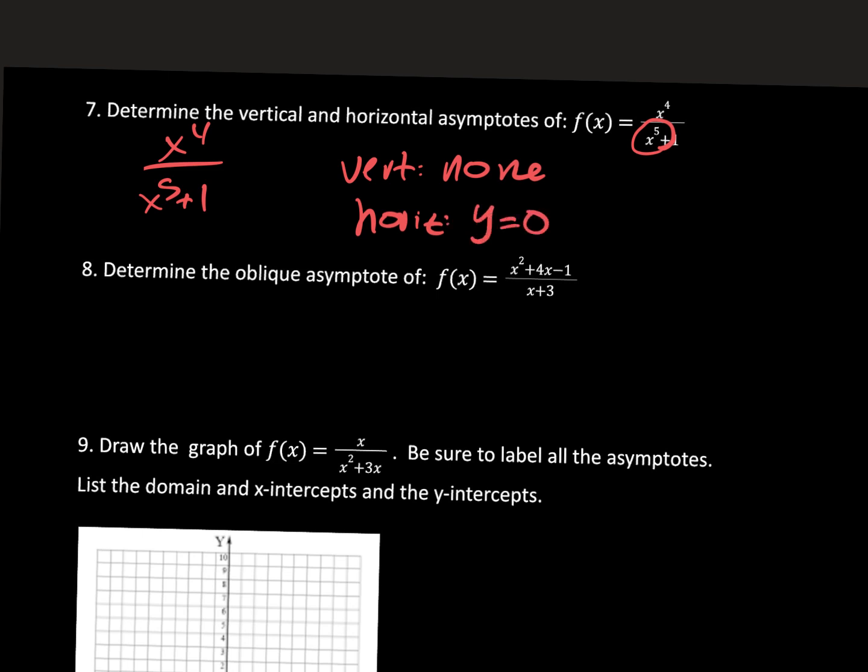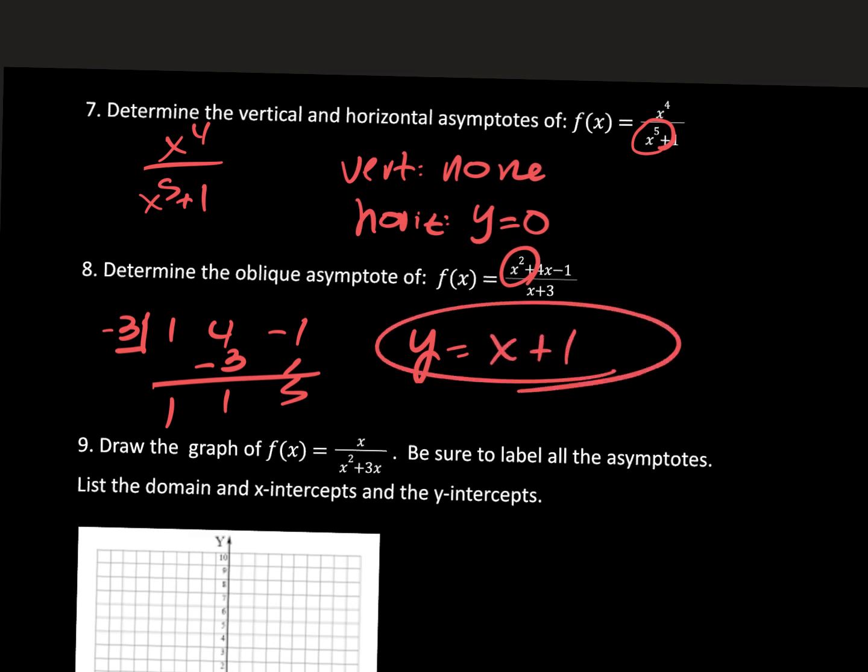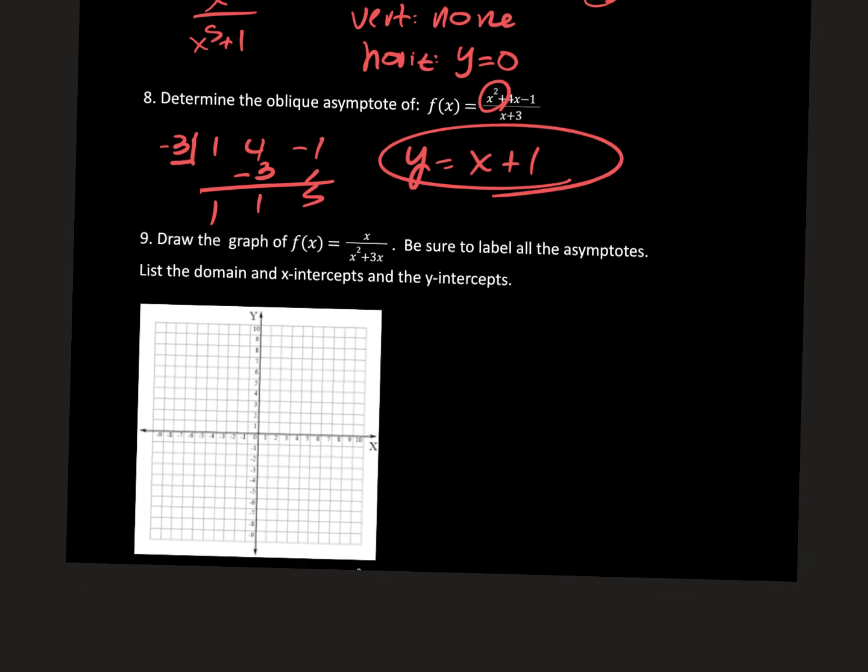Number 8 asks you for oblique or slant. To find that one, you have to divide. Put -3 in the box. Remember, you don't have to divide all the way. So do your synthetic division that far. Don't worry about the remainder. It's going to be y equals whatever you have down here. Because we started with x squared, my quotient is going to start with x plus 1. So there's the oblique or slant.